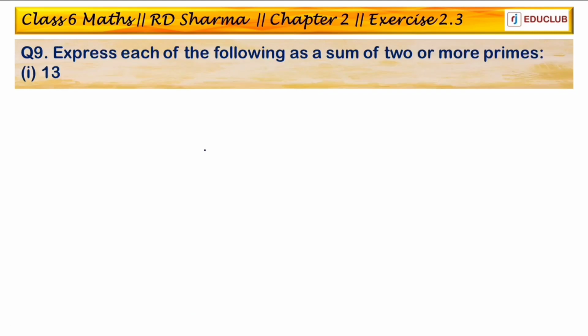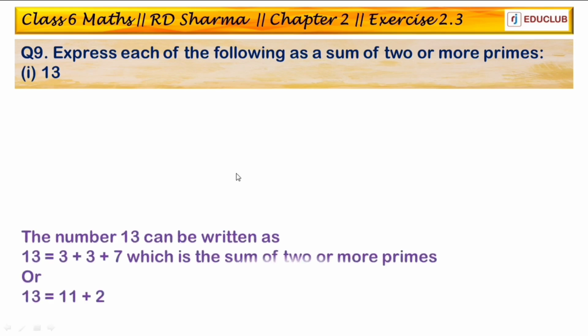Next is question number 9. Express each of the following as the sum of two or more primes. We have to show this number as the sum of two or more primes. 13 is there. So 13 we can write as 3 plus 3 plus 7. We know 3 is a prime number. So 3 plus 3 plus 7 is 13, sum of two or more primes. 13 we can write as 11 plus 2 also. These are also primes. So we'll write 13 like this as a sum of prime numbers.